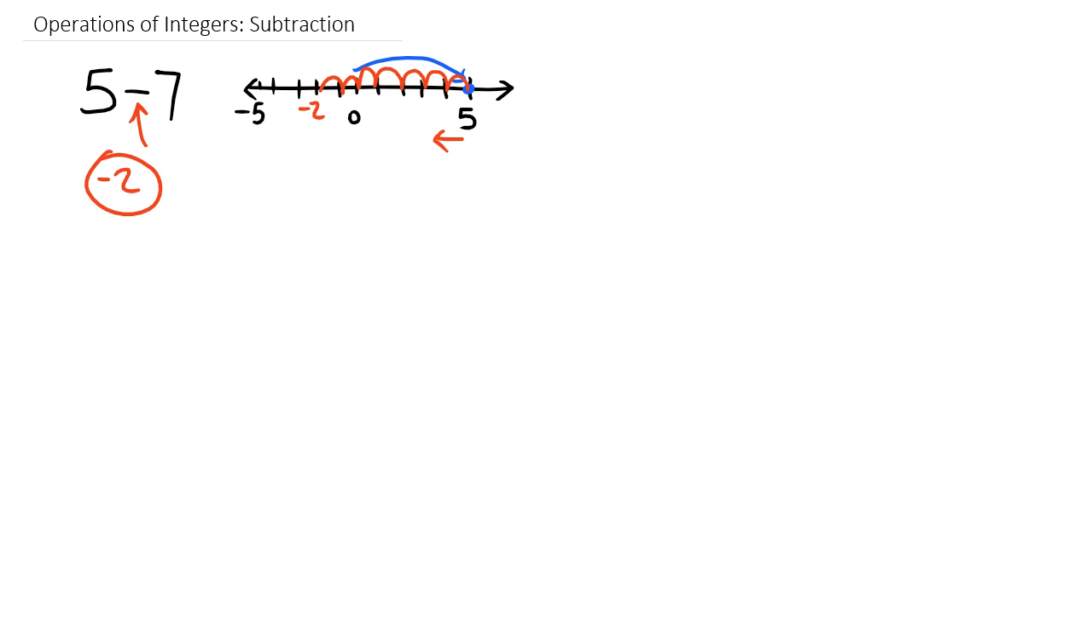Now some of you might not like this idea of using a number line every single time, which completely makes sense. So when we look at this, we could look at it as creating an addition problem out of it. So if we are subtracting 7, we could write this as 5 minus a positive 7, because we're subtracting and this 7 is positive.